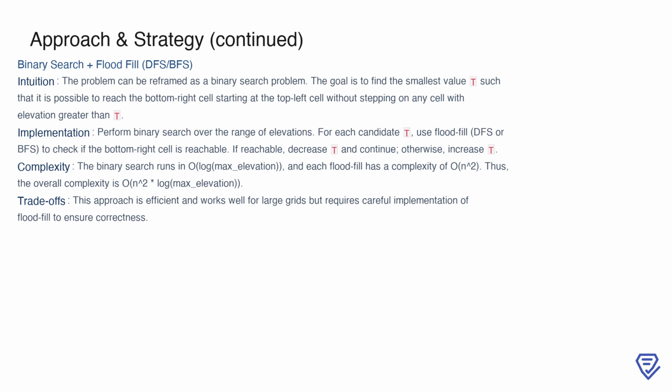To implement this, we perform a binary search over the range of possible elevations. For each candidate value of t, we use a floodfill algorithm to check if the bottom right cell is reachable. If it is reachable, we adjust our binary search to explore smaller values of t; if not, we explore larger values. This approach is much more efficient than brute force, with a complexity of n squared * log(max elevation). However, it requires careful implementation to ensure that the floodfill process is accurate and efficient.